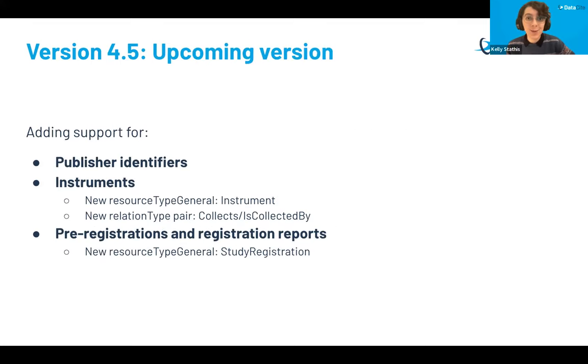And this brings us to version 4.5, which is currently being prepared for release. Our engineering team is actively working on this at the moment. And this will add support for publisher identifiers, very similar to how version 4.3 added support for affiliation identifiers. And it also adds some new control list terms to support DOIs for instruments and study registrations. So for example, pre-registrations and registration reports. And we will walk through these changes in more detail towards the end of this session.